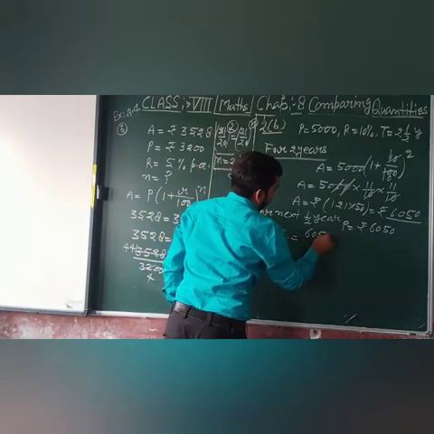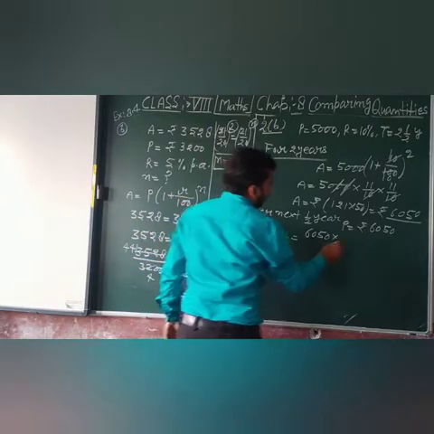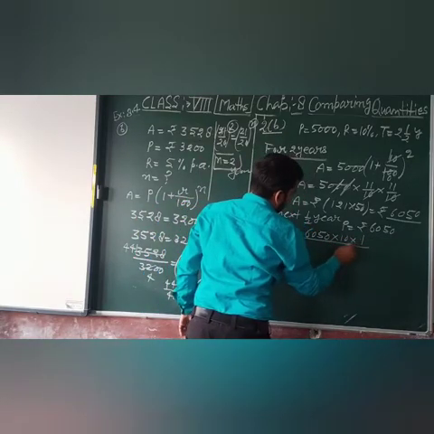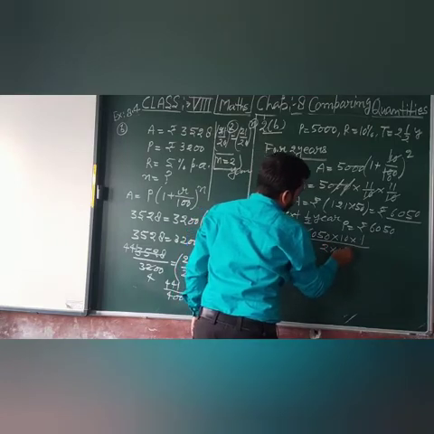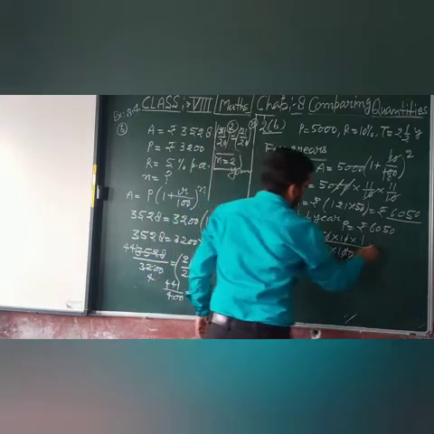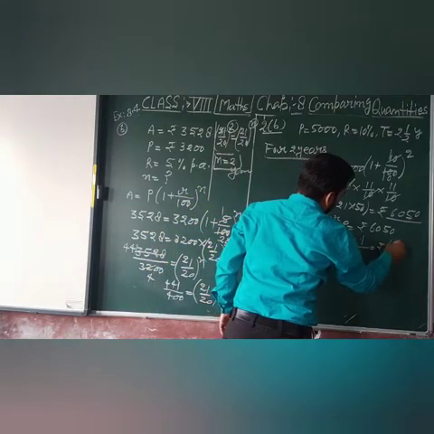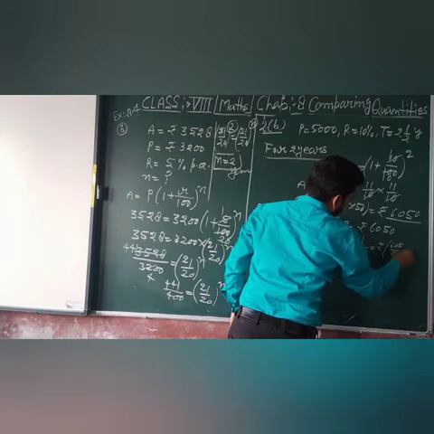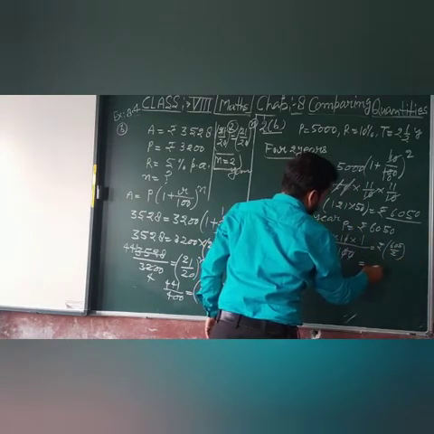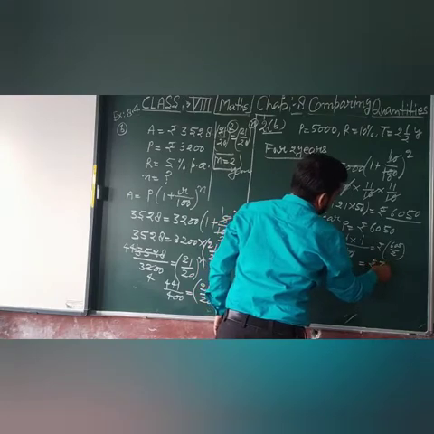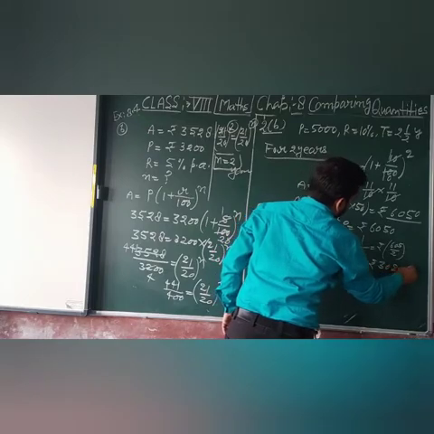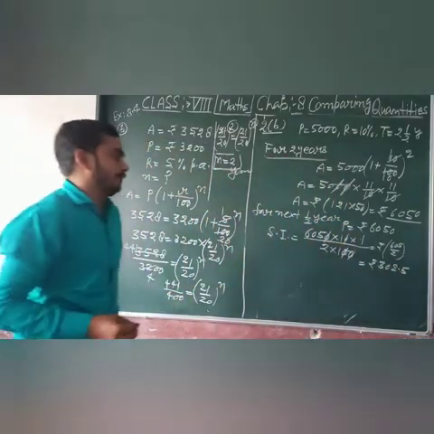So 6050, rate 10%, time half year, so 1 upon 2 into 100. So 1 2 1 2, 605 upon 2 equals to, 2 3 are 6, 2 2 are 4, 2 5 are 10, 302.5.